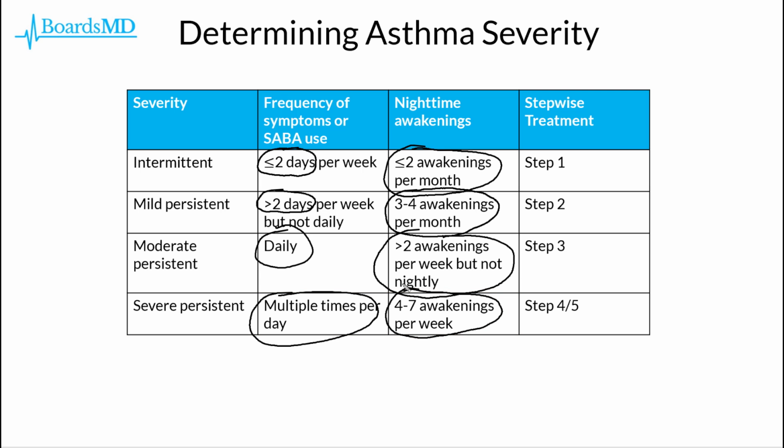And the reason that determining the severity of our patient's asthma is so critical is that this will allow us to determine the particular stepwise treatment that our patient needs. This will make more sense when we view the stepwise treatment ladder on the coming slides, but in the case of intermittent asthma, our patients are going to have step 1 treatment. In mild persistent asthma, they will proceed to step 2. Moderate persistent asthma, they will proceed to step 3. And in the case of severe persistent asthma, they will proceed to step 4 or 5 of the treatment ladder.